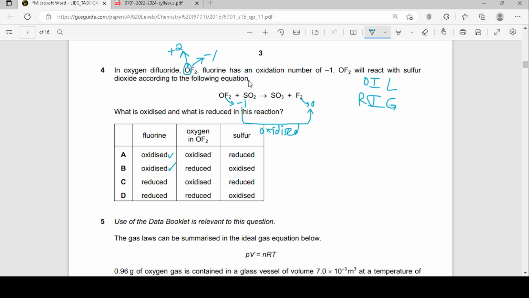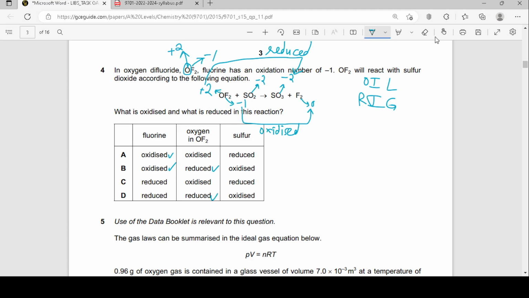Now, if you look at oxygen, over here it's +2, as I showed you, and then over here it's -2, and over here it's -2. So oxygen in OF2 is going from +2 to -2. That means it's decreasing in oxidation number, which means it's being reduced. So this is reduction, and that means it's gaining electrons. So oxygen in OF2 is actually reduced.